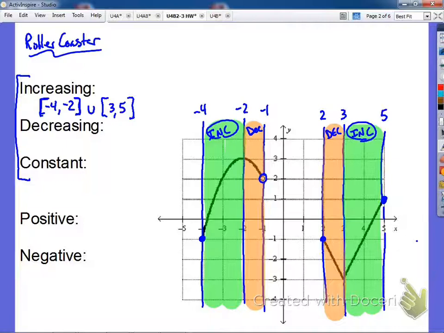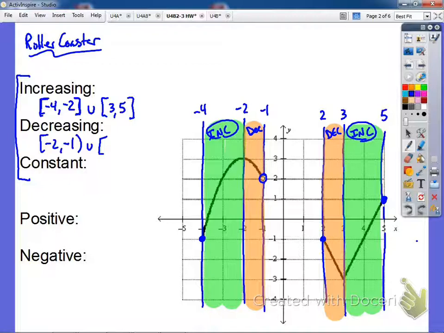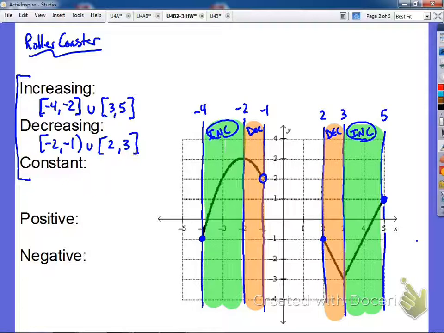Where's the graph decreasing? From -2 to -1. Once again, I don't care about whether you use brackets or parentheses. Doesn't matter. Union with 2 to 3. Okay? Is this graph, is this roller coaster ever flat? No. No. So, not applicable. Got it?